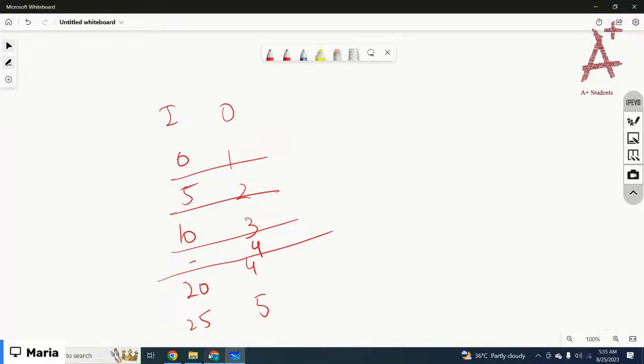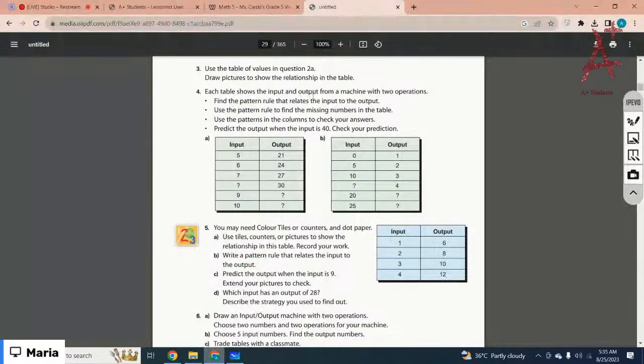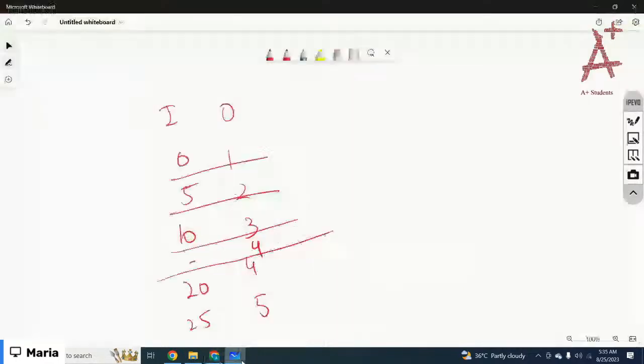You have to find a pattern rule also, and I'm stuck with the pattern rule actually. Okay, input 0, output is 1. Input is 5, output is 2. Input is 10, it would be 3, and 15 here. Then obviously it is 4, right? It would be input value divided by 5 plus 1.